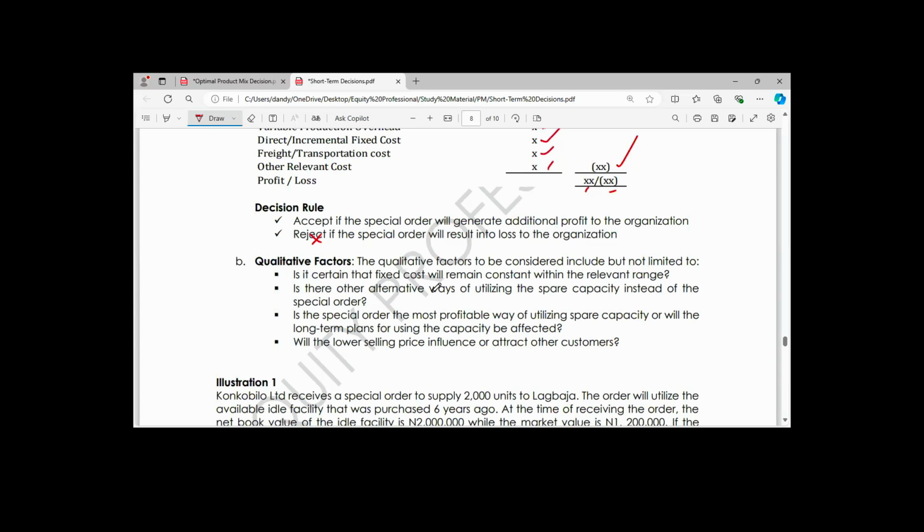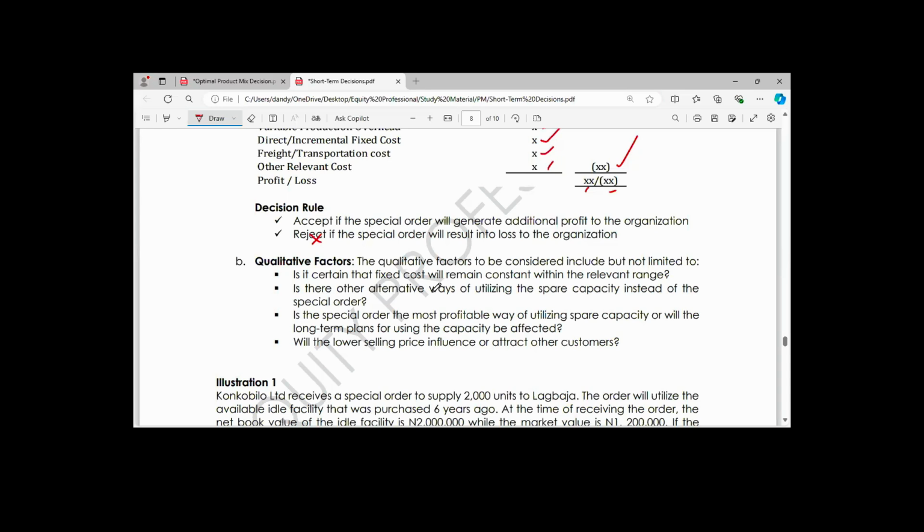One thing you need to consider is that there are some questions that management will need to provide answers to. Number one is: is it certain that fixed cost will remain constant within the relevant range? Because the company has already incurred fixed cost, and that fixed cost is not charged to the special order, because it is believed that whether the company executes the special order or not, the fixed cost will be incurred, provided your fixed cost will not change. So we said the fixed cost is irrelevant.